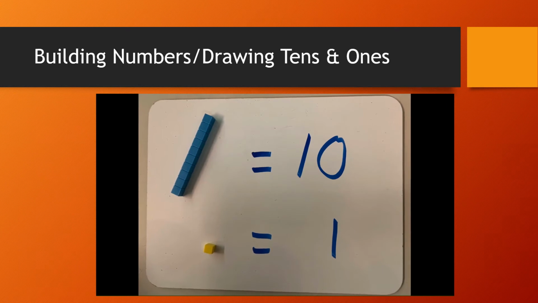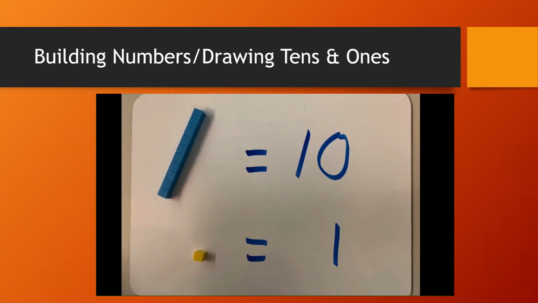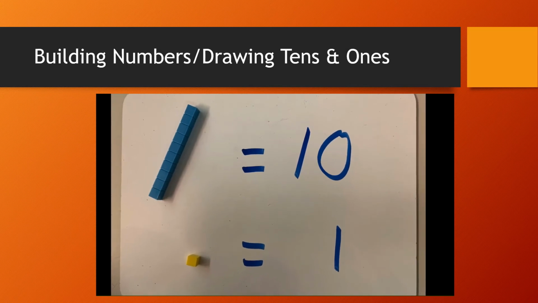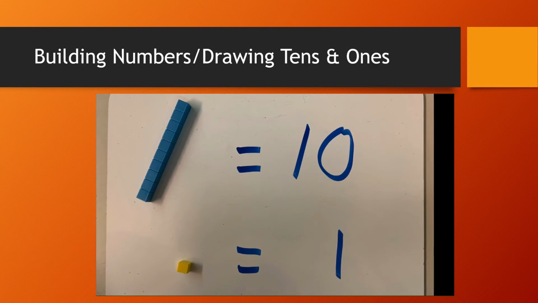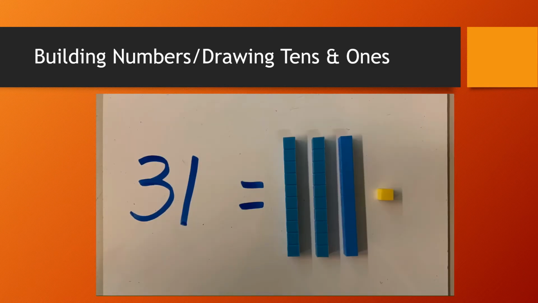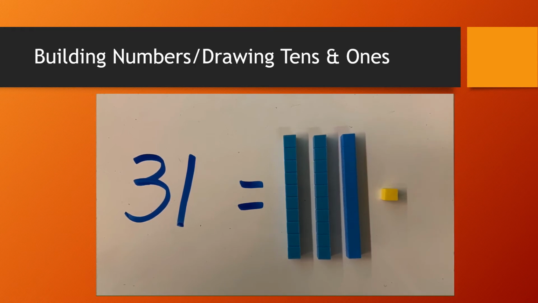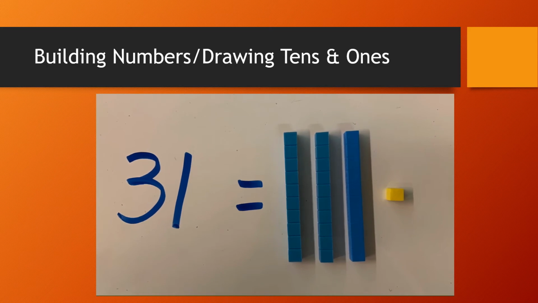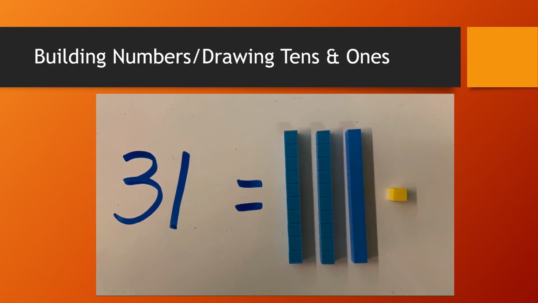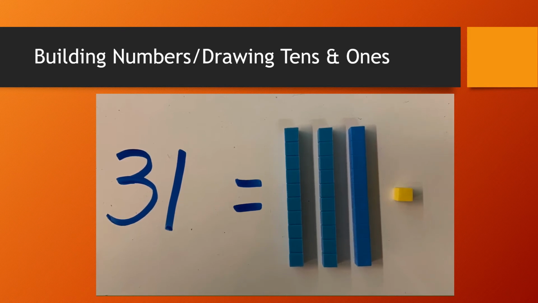Welcome back. Let's look a little closer at tens and ones. The blue rod will represent tens in a number, and the little yellow unit will represent ones. For this example, if I'm building the number 31, I will need 3 tens and 1 one. I should be able to count out the numbers starting with the tens and go 10, 20, 30 for my 10 rods, plus 1. 31.